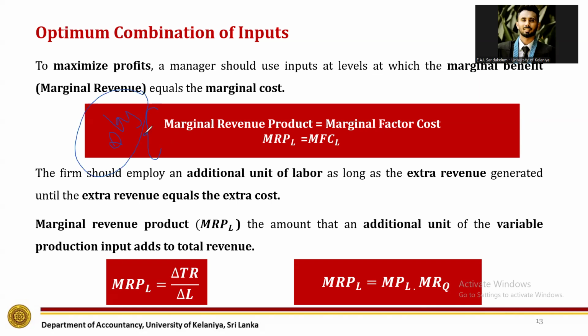This is the optimum combination. So the company employs an additional unit of labor to generate extra revenue. Where the extra revenue equals the extra cost, you need to increase your input unit by unit. The point where these two become equal, you can select as your optimum combination of input.